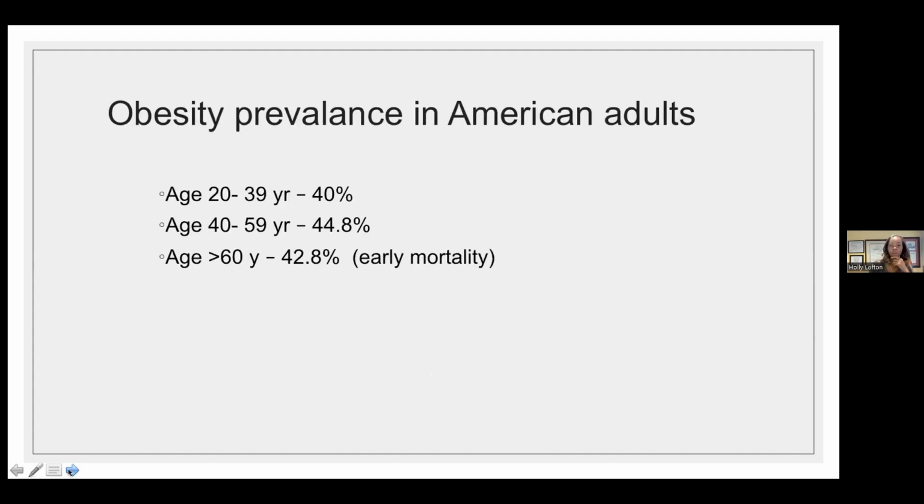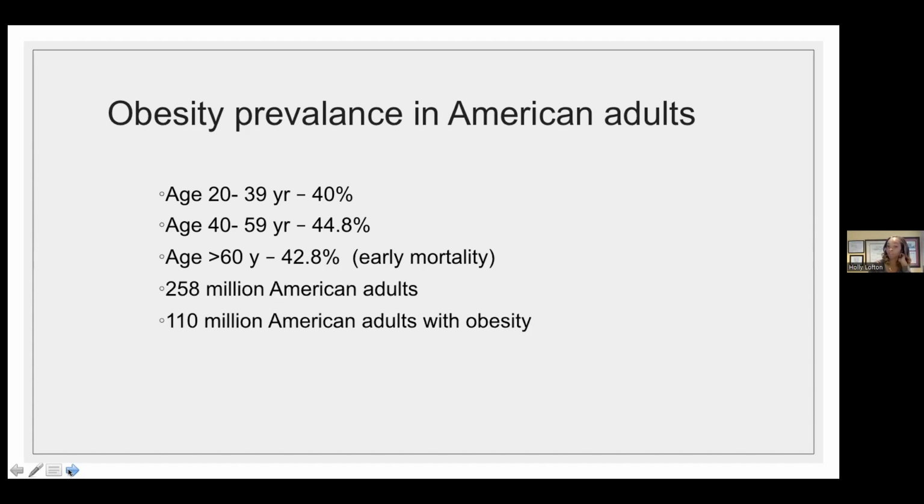So again, the obesity prevalence in Americans is increasing, and also in adolescents. And the reason we don't see it as much above 60 is because there is early mortality, unfortunately. There are almost 110 million American adults with obesity. And I just bring this up because this number is really astounding. But again, it encompasses that we're all treating patients with obesity.